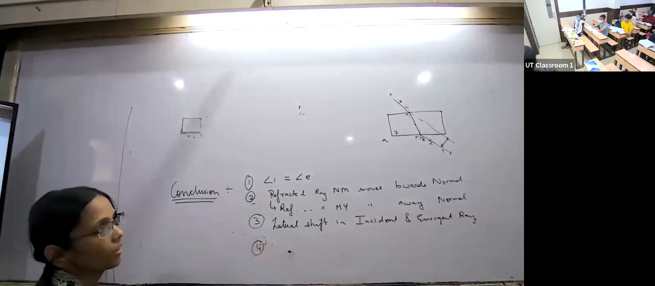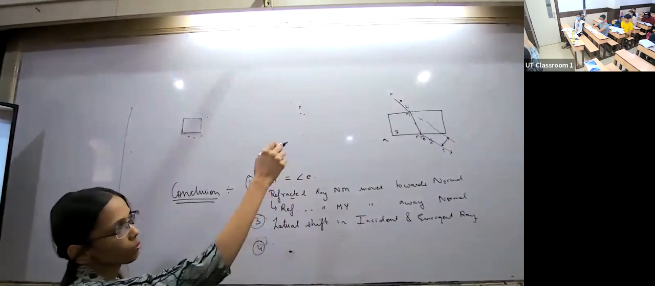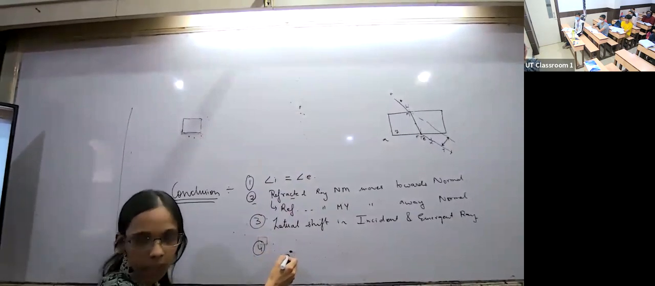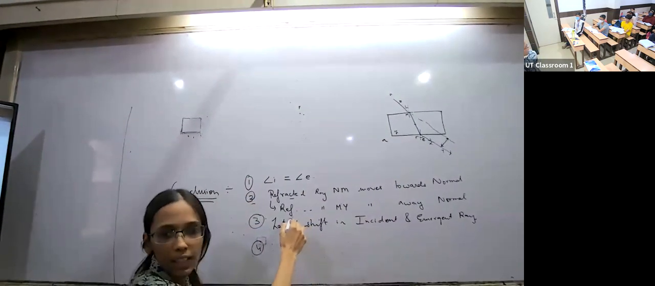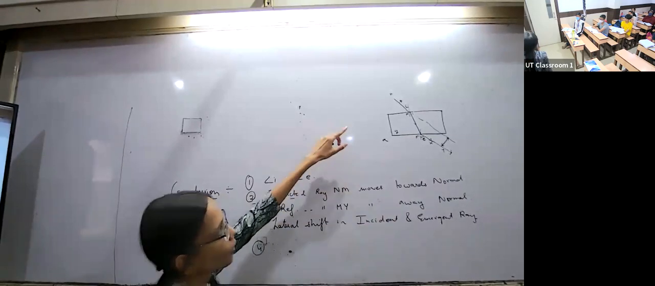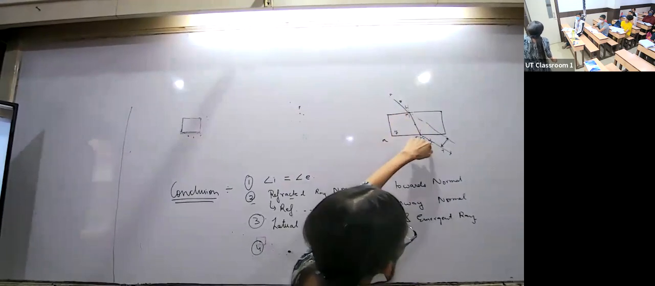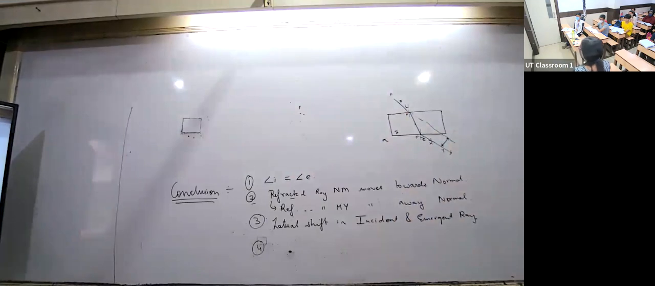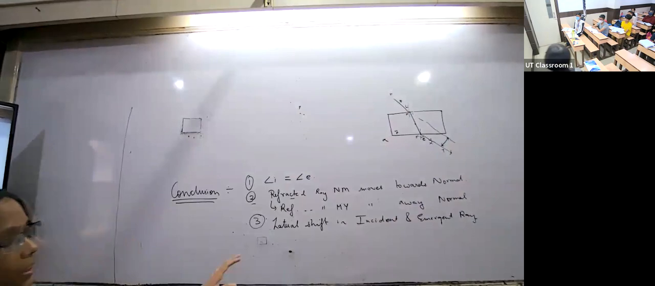Any other? You can also add in this case that since it is moving from optically rarer to optically denser medium, it moves towards the normal, and if it is moving from optically denser to rarer, it moves away from the normal, which you already know. So from rarer to denser, it is towards the normal, and from denser to rarer, it is away from the normal. All right. Okay. So we can stop here. So there is lateral shift.